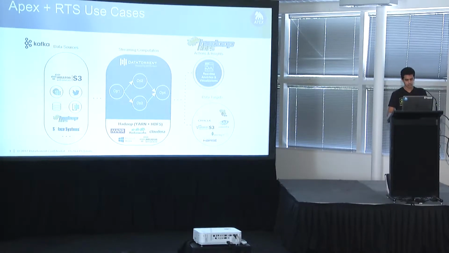On the right side of your screen, you have a bunch of sinks or databases, file systems, or in-memory data grids like Geode that you can write to. You have out-of-the-box support for Cassandra, Hive, etc. And DataTorrent RTS gives you real-time analytics and visualization into what is happening as a part of your pipeline. So in-stream analytics or in-stream visualization is given as a part of this suite as well.